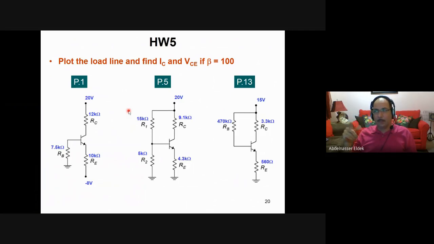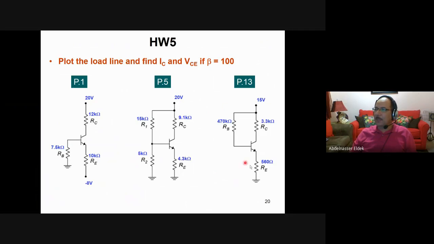problem. Okay, after that we have this homework, which is problems 1, 5 and 13 in the book. You need to solve them, and if you have any question, you let me know in the live lecture. For the first problem here, this is similar to the first one that has VCC and negative VEE. You have a positive voltage here and negative voltage here. The second one, you can solve it using Thevenin equivalent or just approximate value.